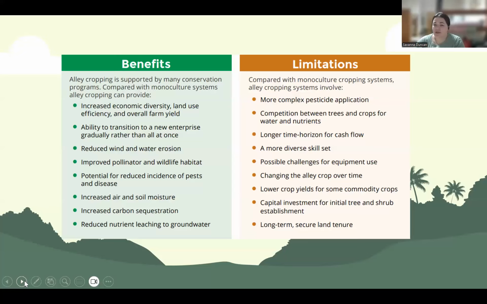Capital investment for initial tree and shrub establishment can be pretty high, especially if you're just starting out and you have to purchase tens to hundreds of different trees and shrubs for your system. And then the system obviously would require some long-term secure land tenure. This, like I said, with those medium-term and long-term cash flows, can take anywhere from a couple of years to a couple of decades, depending on what your specific production system type would be.